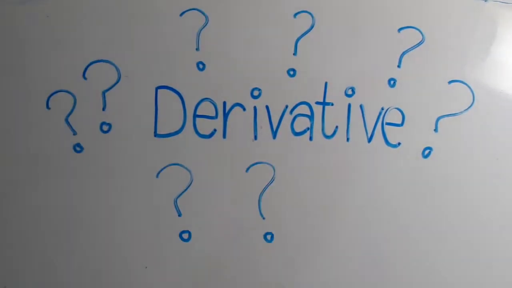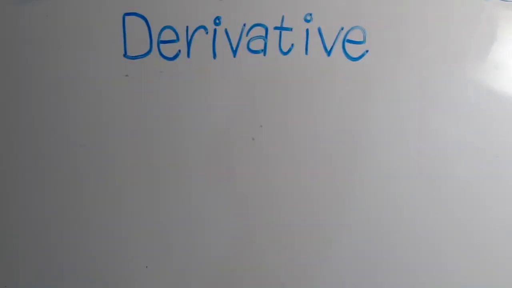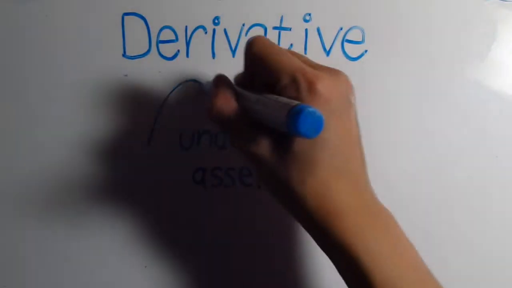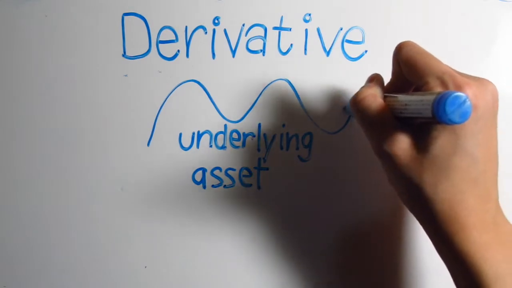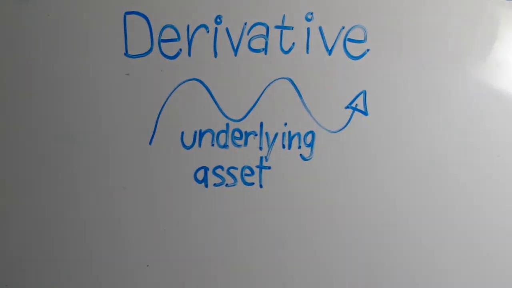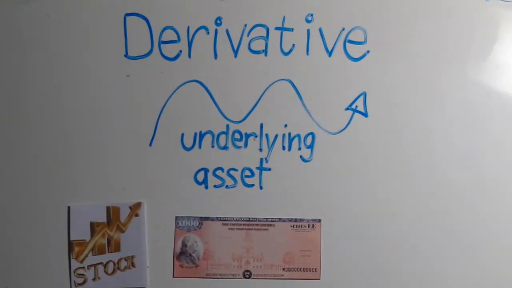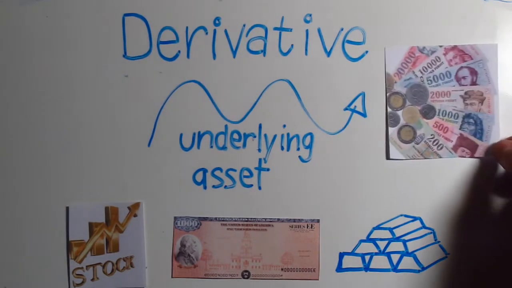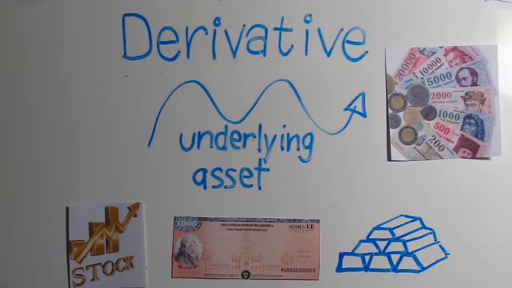So, what are derivatives? Derivatives are simply securities whose value varies depending on the fluctuation of its underlying assets. The most common underlying assets include stocks, bonds, commodities, and currencies. Therefore, most derivatives are characterized by its high leverage.